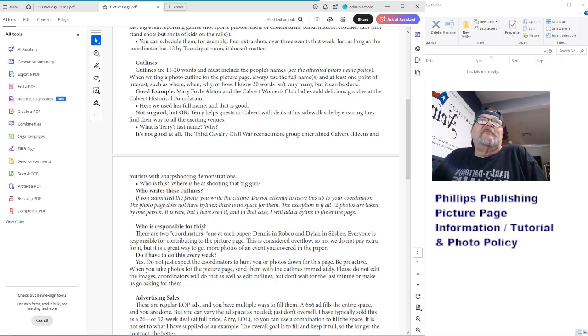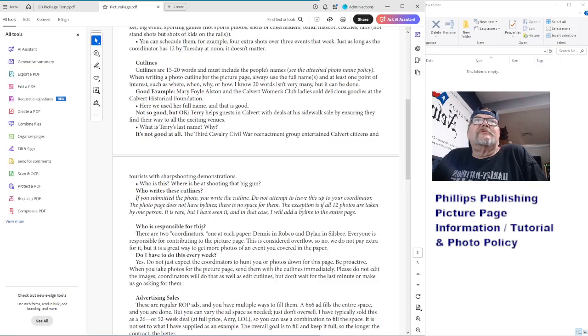Who's going to be responsible for putting this all together? Again, there's 2 people, me in Robertson County and Dylan over there in Silsbee. We're the hunters and gatherers of these papers. So you need to send them to us. Dylan, I'll go over formatting on this in an email to you.